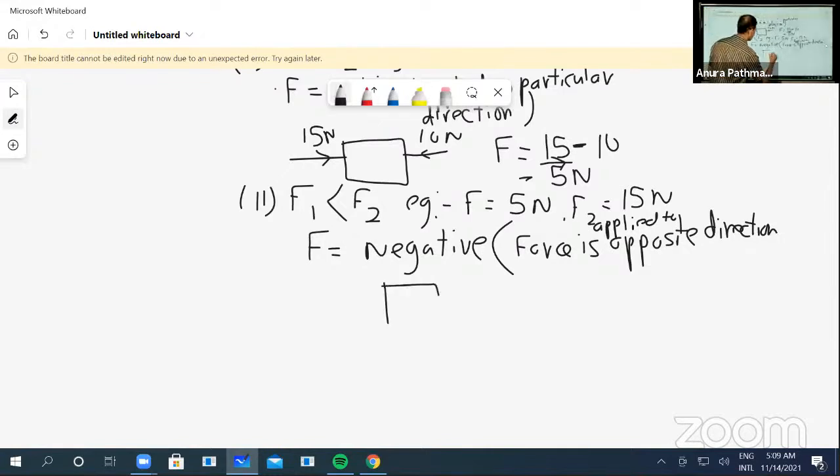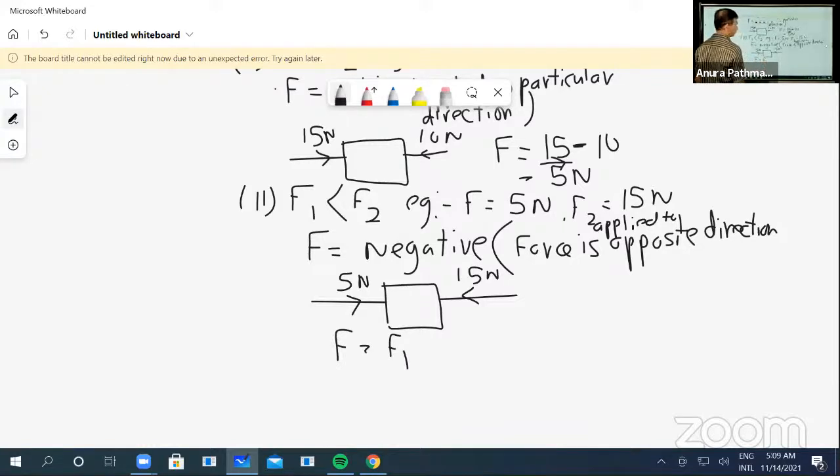Right, now example. This is the object, and to the particular direction, 5 Newton, and opposite direction in the same line of action, 15 Newton. So what is the resultant? Let's say F equals F1.